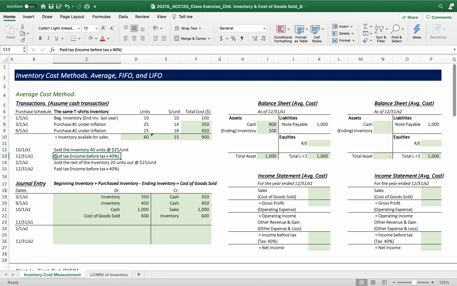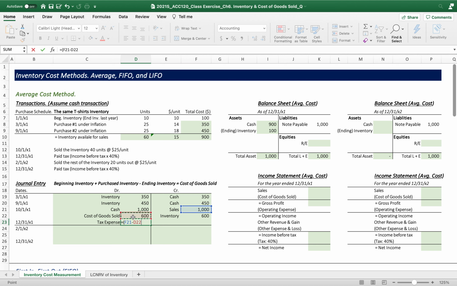Then income tax paid. Okay, how do you calculate it? Let me put the name of the account. Tax expense is 40% of the profit, the income before tax. Do you see that sales minus cost of goods sold is the profit, then times 40%. So the tax expense is $160, which is cash out for the same amount.